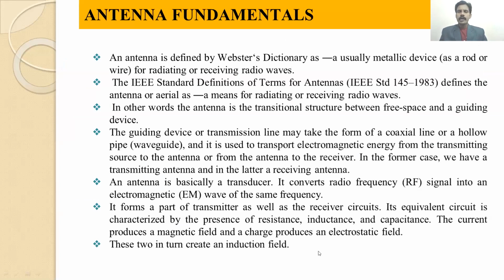So in the previous lecture, we became familiar with the term antenna. In this video lecture, we will understand the radiation mechanism that participates in our antenna. According to the definition, an antenna is a metallic device which is used for radiating or receiving radio waves. The IEEE defines it as radiating or receiving radio waves in between transmitting and receiving areas.